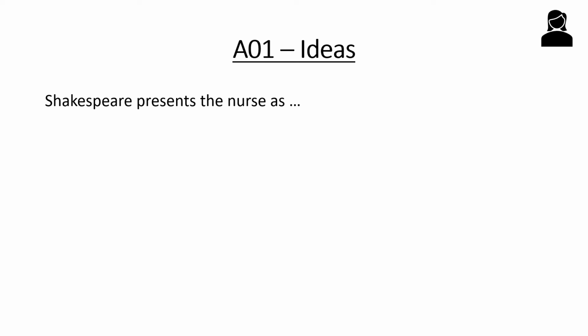We know that it could be any of the characters or any of the themes in the story. And so what we've got to be able to do is come up with some ideas about it. So how does Shakespeare present the nurse? Well, we could see her as being a surrogate mother. Her mother isn't good enough for her, and so we've got the nurse as a surrogate mother, a replacement mother.